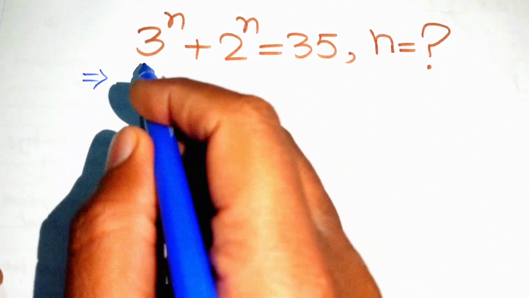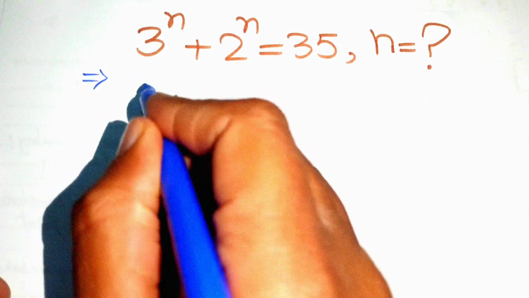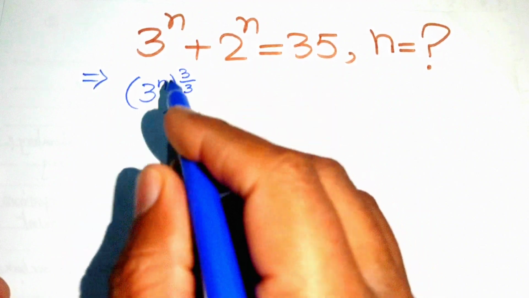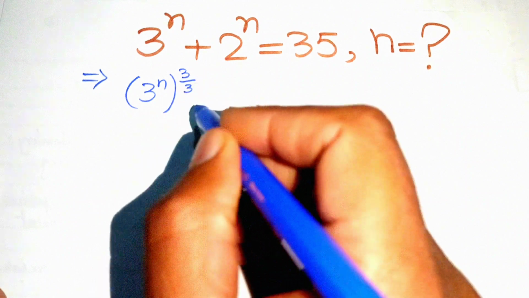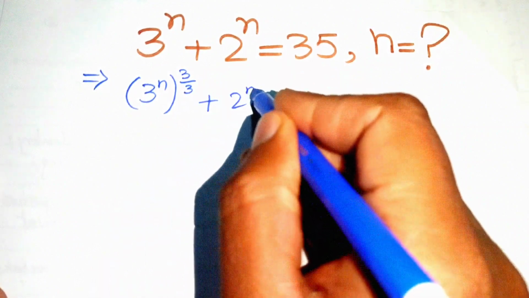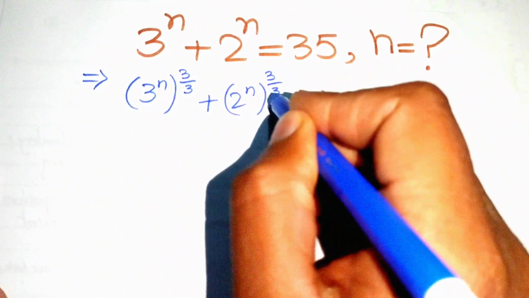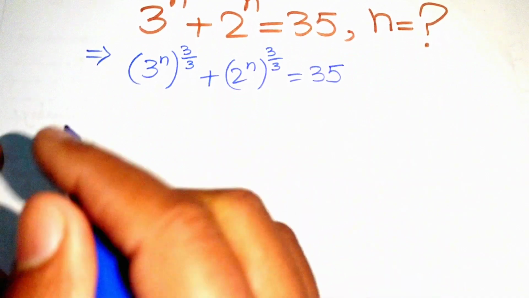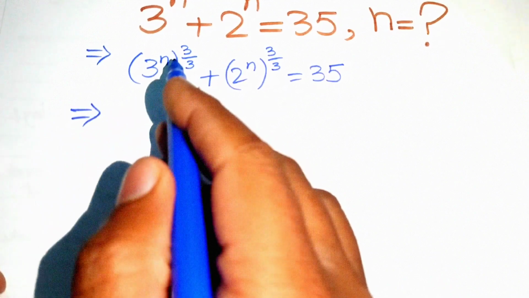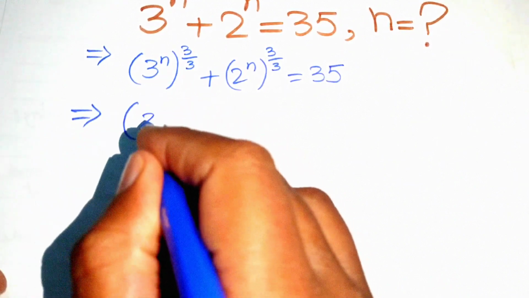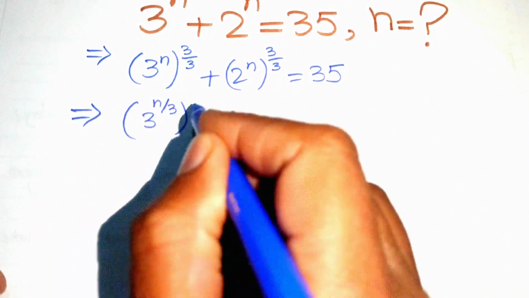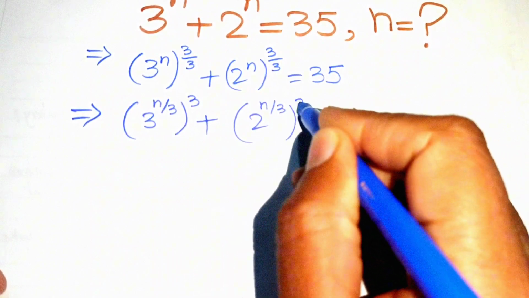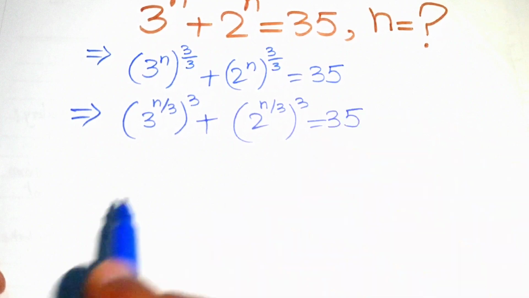equation as 3 to the power of n, and we write it as 3 to the power of n, and we multiply and divide the exponent of this term by 3, and similarly this term is also multiplied and divided by 3 in its exponent, and it equals 35. So in the next step we rewrite this equation: we multiply 1 over 3 by the exponent n, and we obtain 3 to the power of n over 3 and its whole cubed, plus 2 to the power of n over 3 and its whole cubed equals 35.